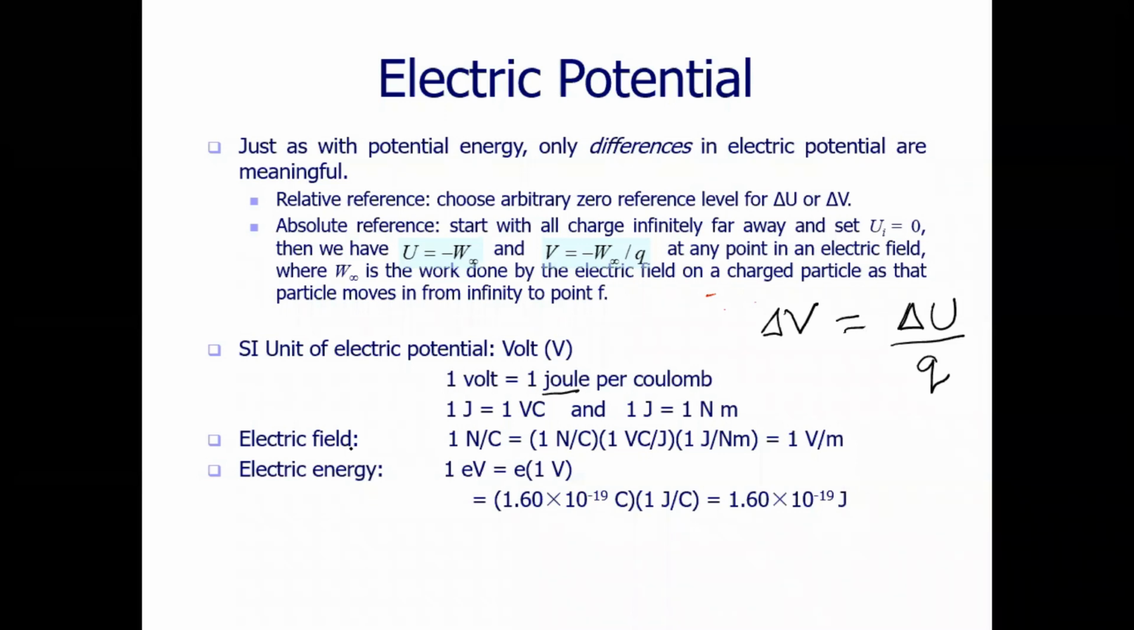Okay, so the electric field is basically the force per unit charge. Force is measured in newtons. Charge is measured in coulombs. If you do some analysis, you find that 1 Newton per coulomb, the electric field, can also be written in terms of the potential, in terms of volts per meter. Okay, can someone tell me how you can do that?